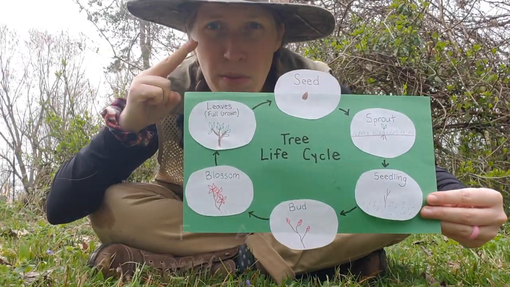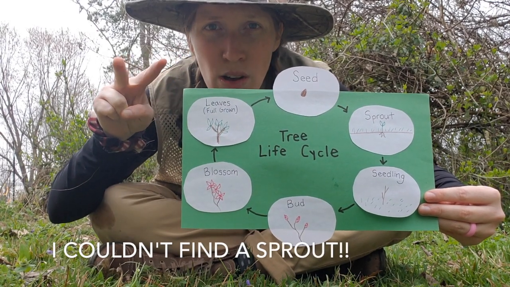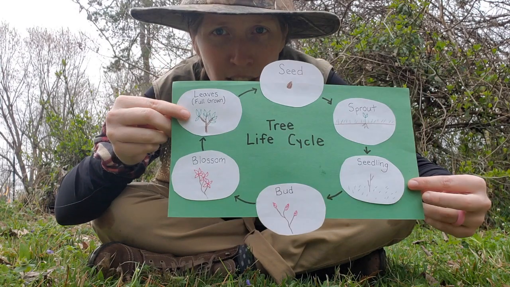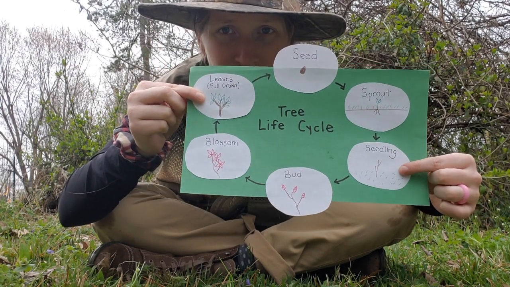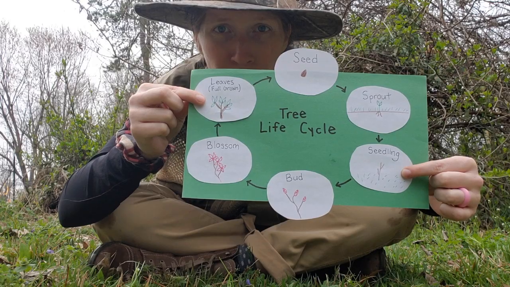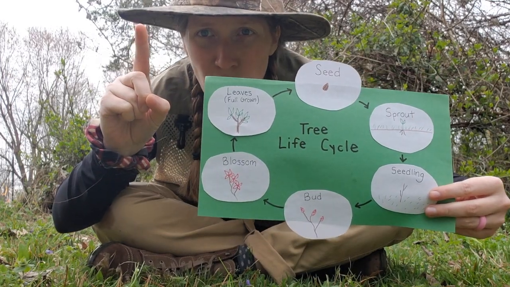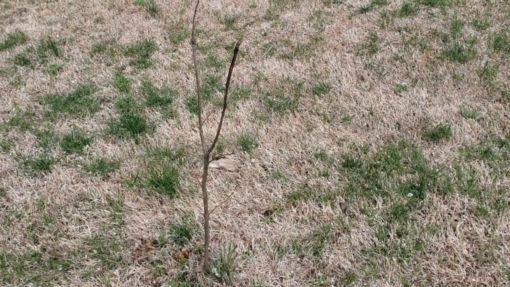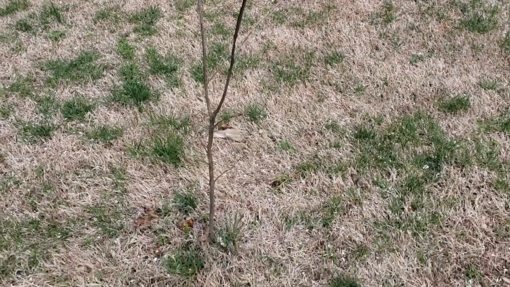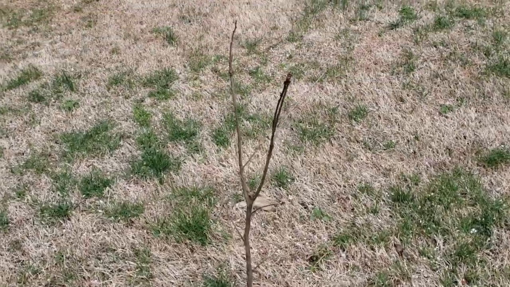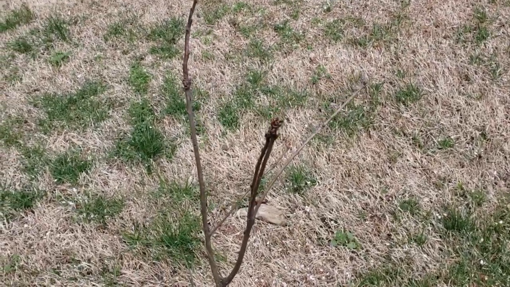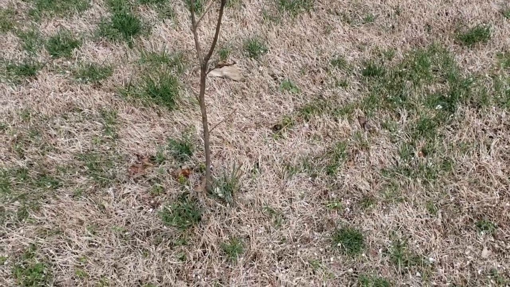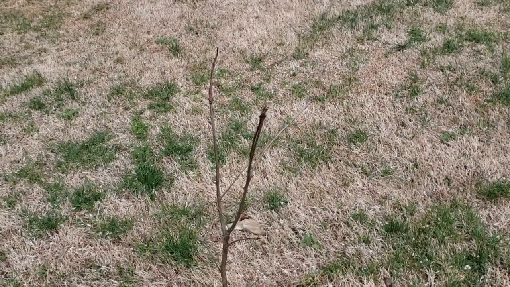Now, as I explore, I'm going to keep my eyes out for a sprout. I don't know of any in the area, but I do know of a seedling, the next step of our tree life cycle. Let's try to find it. Here we go. Here it is. I found a seedling tree. You can see the very tips are trying to start budding, but not yet. So this is what a tree looks like when it's a seedling.